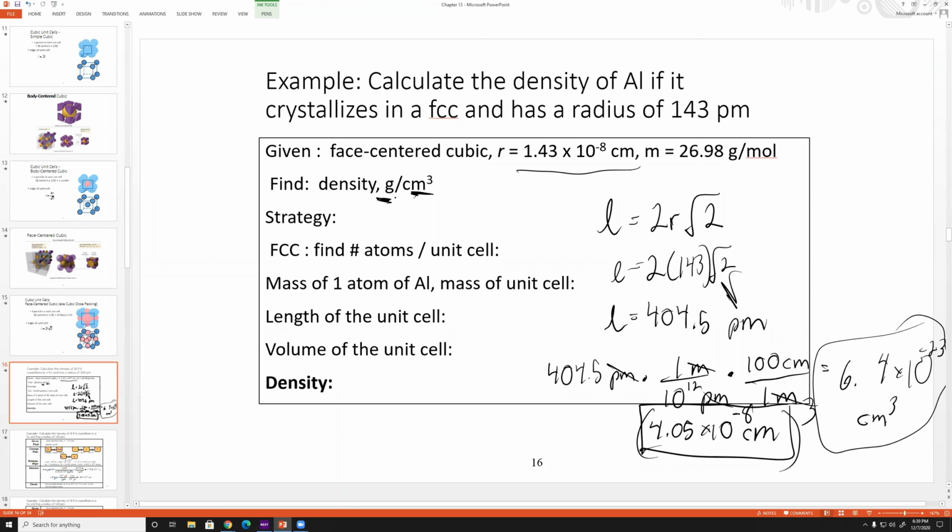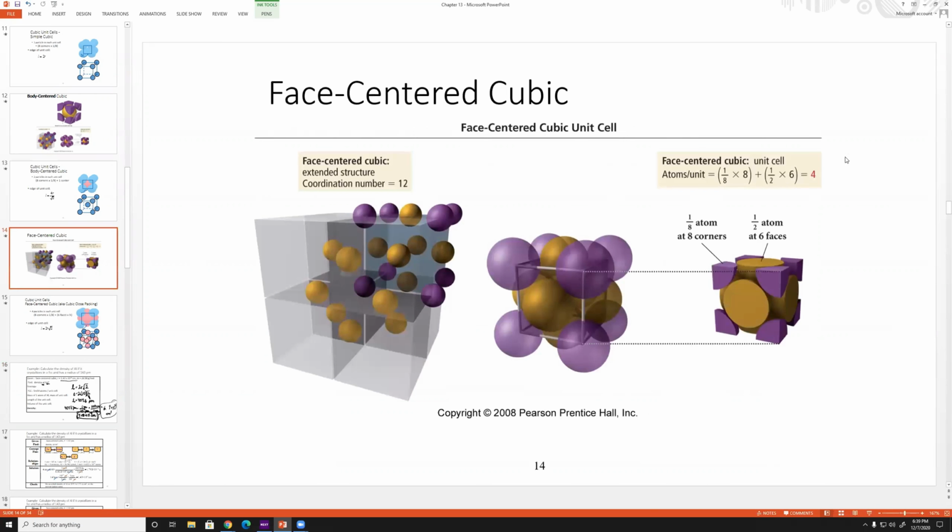Molar mass. Yeah, so how do we use the molar mass? Don't be afraid to talk. It's okay. Yes, number of atoms. Good. So we can use the number of atoms in the face-centered cubic. That's why we need to know how many atoms there are, and there is 4.